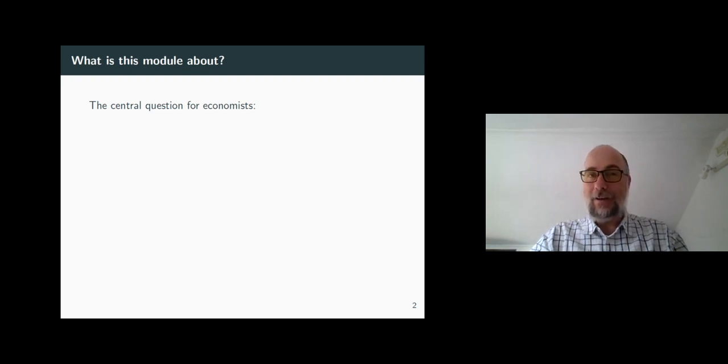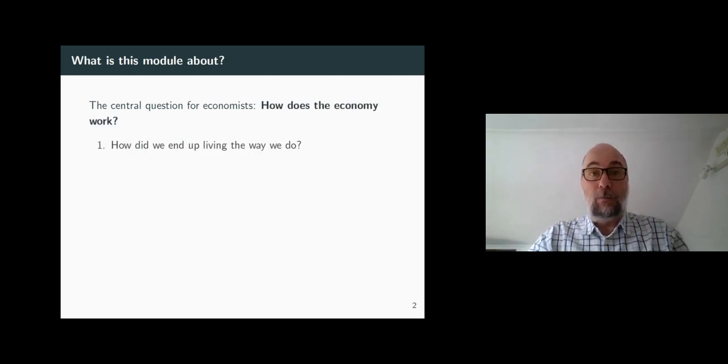And knowing the entire global economy is definitely not possible. However, it's our job to think about how some of its many moving parts work individually and how they interact to produce this enormous value for the world. So some of the questions we address as economists are, for example, how did we end up the way we do? And what made this generation live better or worse than previous generations?